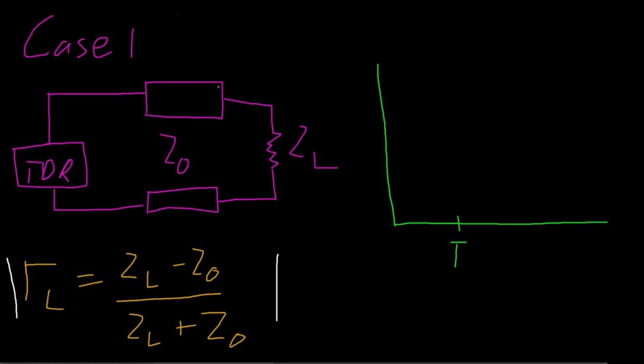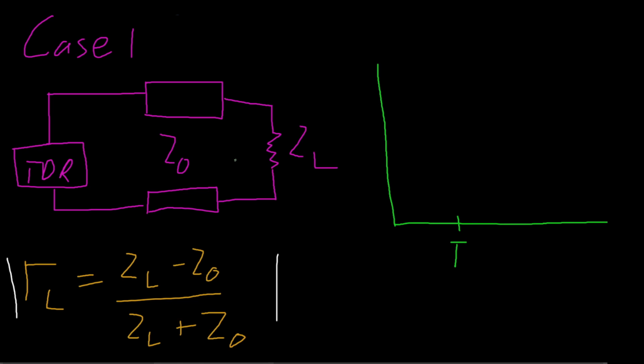You're going to see different graphs on the TDR for different termination schemes. For the first case, this is a simple resistor termination, and this is the reflection coefficient. You see that if ZL is equal to Z0, this reflection coefficient will go to 0, and so there would not be any reflection, and it will just be a straight line on the graph here.